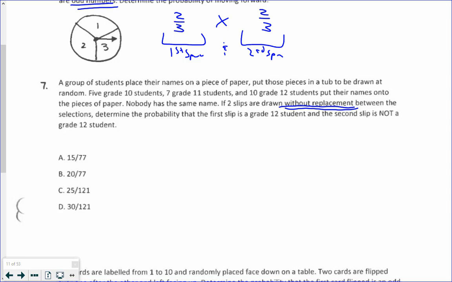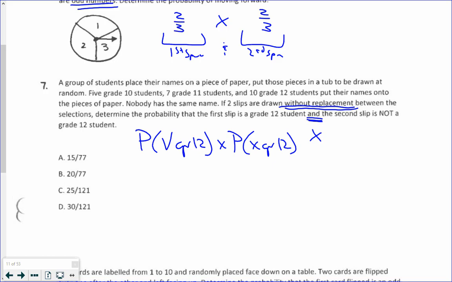If 2 slips are drawn without replacement between the selections, determine the probability that the first slip is a grade 12 and, and means times, the second slip is not a grade 12. So the first is a grade 12 and not a grade 12. Well, not a grade 12 is the same as saying what? They're a 10 or 11er, right?